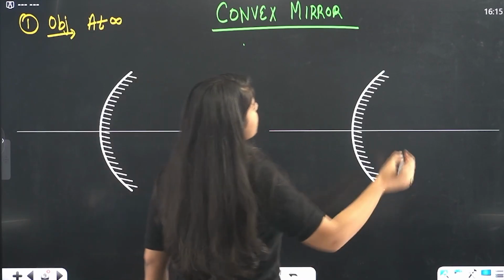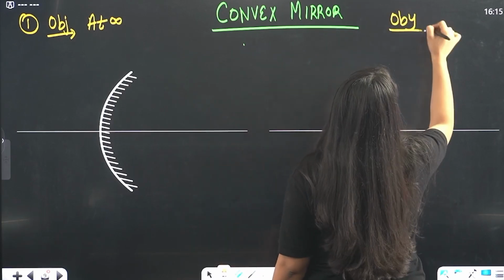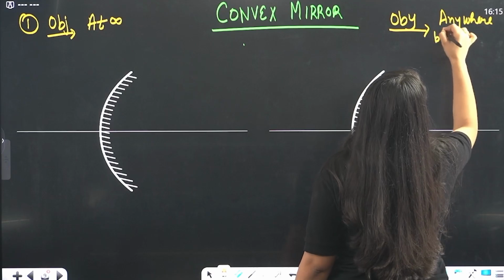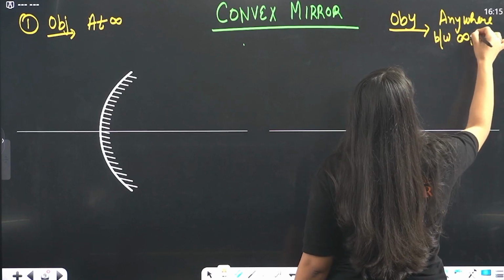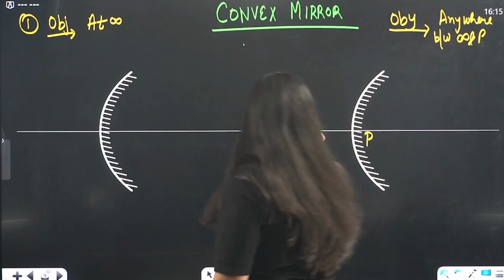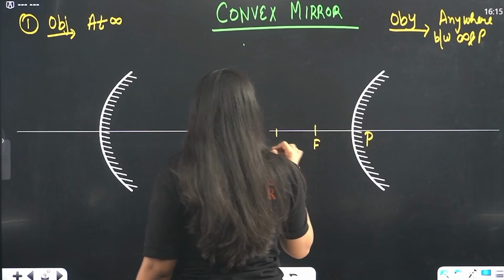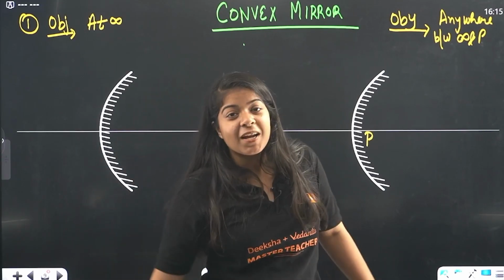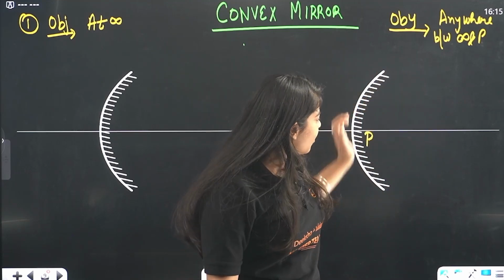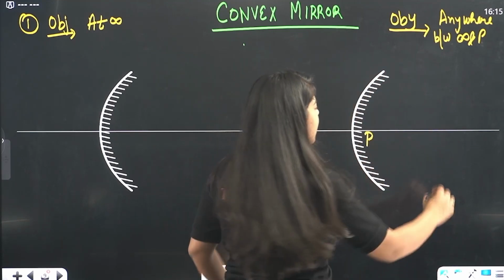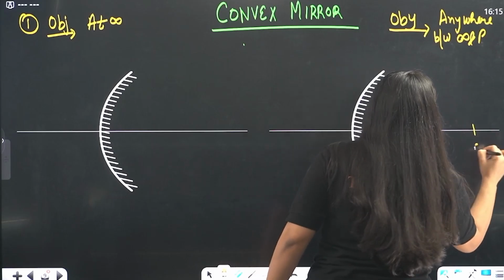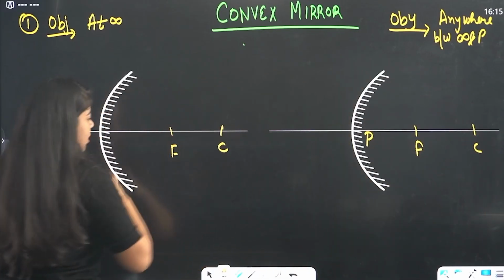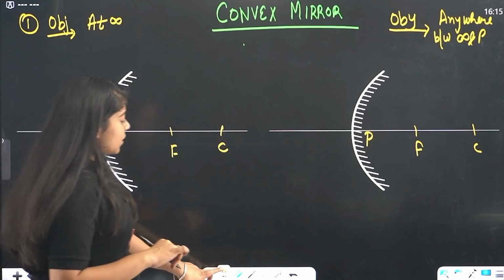And in the second case, beta, the object is anywhere between infinity and pole of the mirror. So this is pole of the mirror. This is focus. Now, beta, remember, towards the inner side of this mirror will be our focus. So this is our focus, this is our center of curvature. Understood?